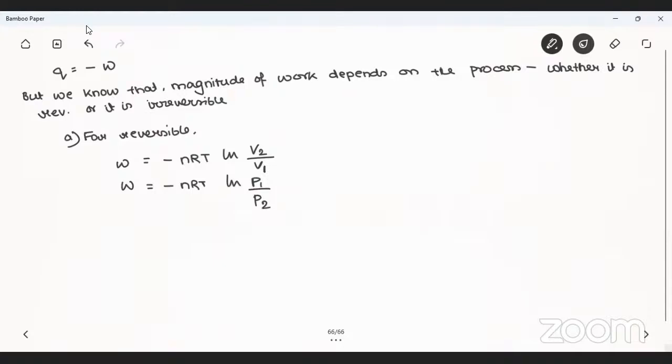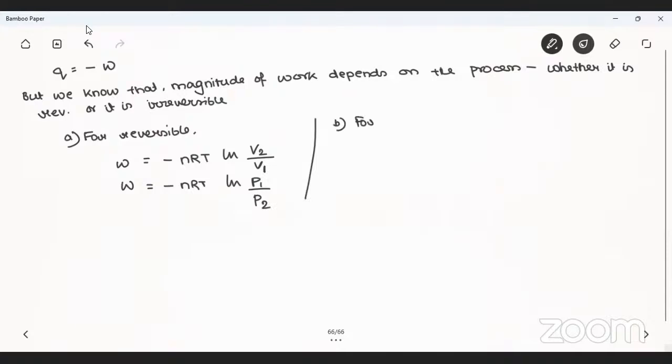Here n is the number of moles, R is the gas constant, T is the temperature, V1, V2 are the initial and the final volumes, P1, P2 are the initial and the final pressures. Okay, so for reversible isothermal process, use either of these two formulas.